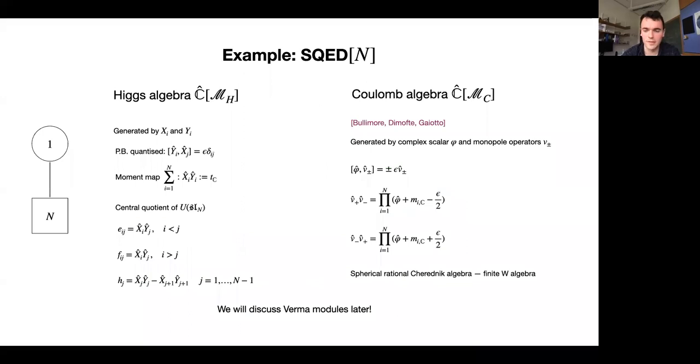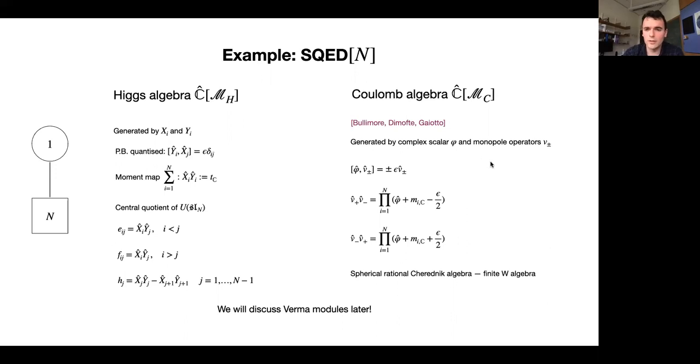So just so that we have something concrete to look at, I've written down here the quantized Higgs branch algebra and the quantized Coulomb branch algebra for the SQED N example. So on the Higgs branch side, you have N hypermultiplet scalars, x_i and y_i. The Poisson bracket is canonically quantized to this commutation relation. And then the algebra is generated by gauge invariant operators in x and y that satisfy the quantized moment map constraint. And it's possible to show that this algebra is a central quotient of SL_N. Later in the talk, we're going to construct Verma modules for this algebra.